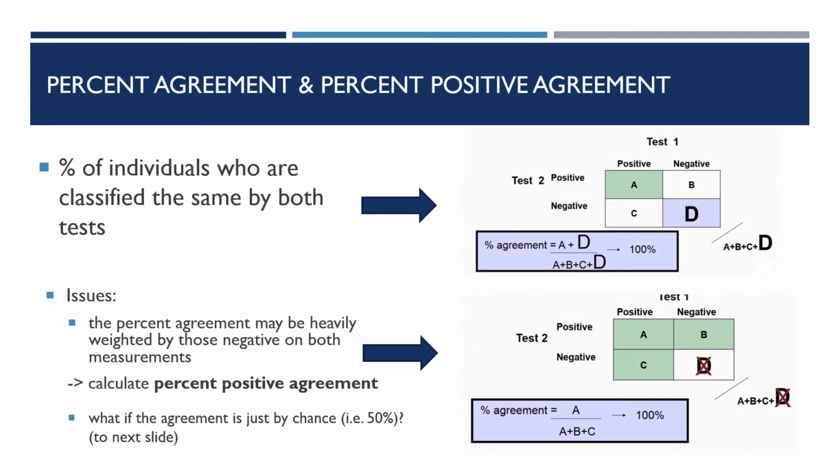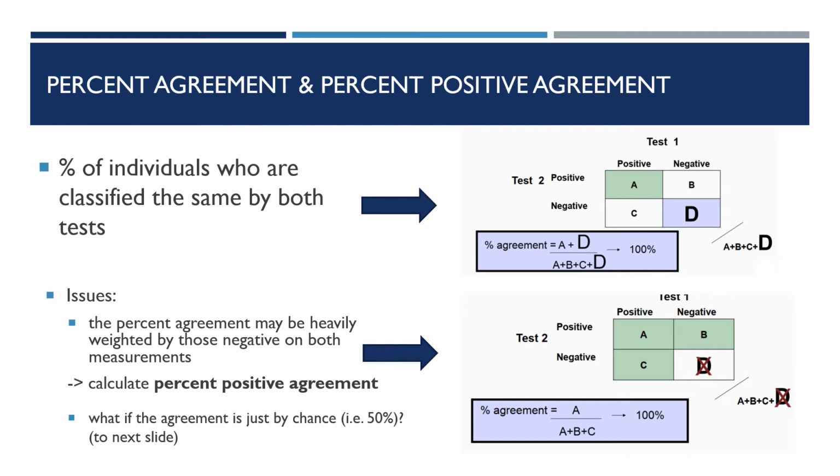So percent agreement and percent positive agreement are only used for discrete measurements because they are percentages. Percent agreement is the proportion of individuals who are classified the same by both tests. You can see the formula on the right. We take the sum of people who got positive and negative on both test 1 and test 2 to see how they contribute to the total number of patients who are tested.